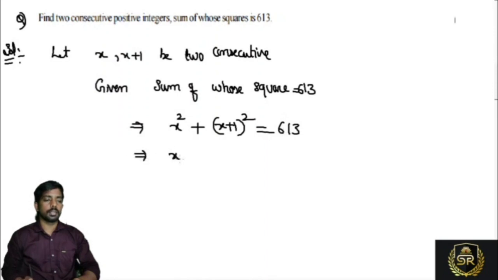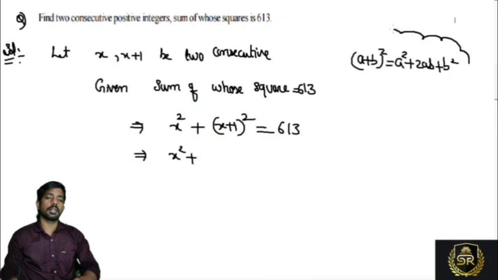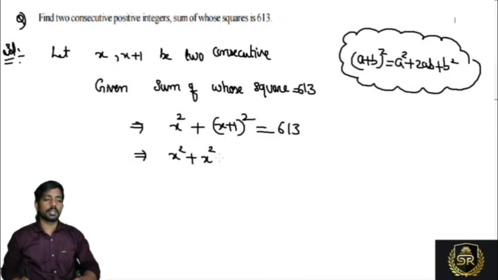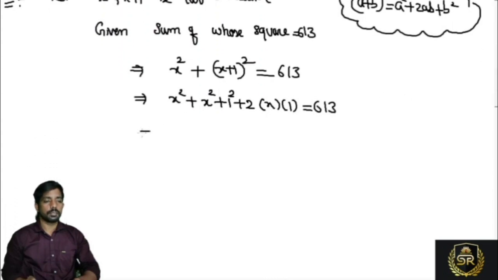From here, x square plus (x plus 1) whole square. The formula for a plus b whole square is a square plus 2ab plus b square, right? So follow this formula: a square plus b square plus 2ab is equal to 613. Now the next step: x square plus x square is 2x square, plus 1 square is 1, plus 2 into x into 1 is 2x, equal to 613.